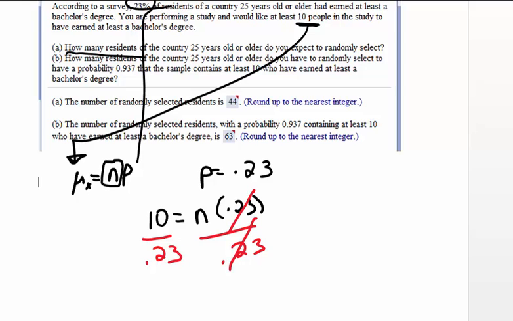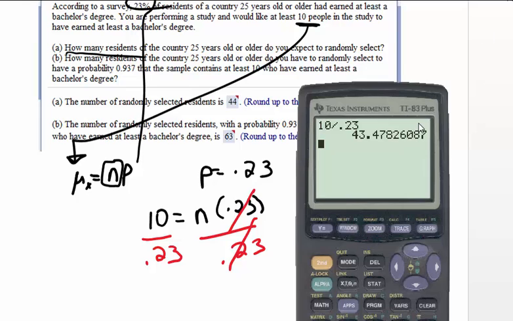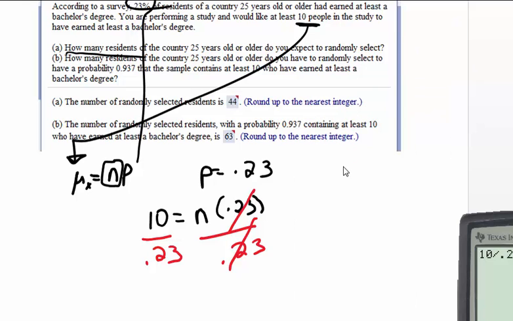Those cancel. And then you can use your calculator to say 10 divided by 0.23. And you do that, you get 43.47, and you round that up to 44. So you end up getting 44 as an answer. Okay, so again, our answer here is 44.